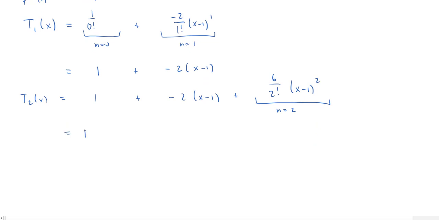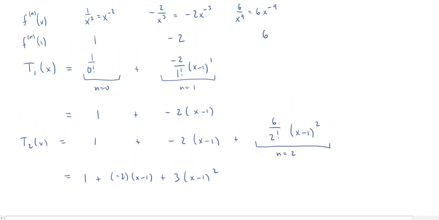And so we can now write this as 1 plus -2 times x minus 1 plus, okay, 6 over 2 factorial is 3, so 3 times x minus 1 squared. All right, so we have found our second order Taylor polynomial for 1 over x squared centered at 1.